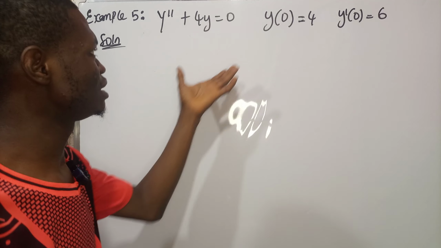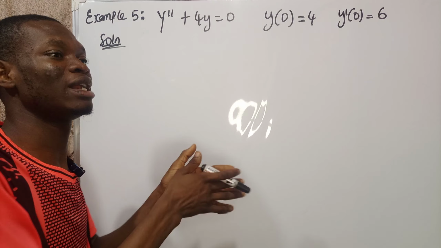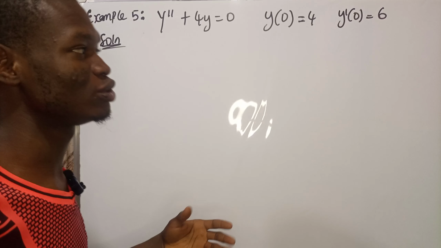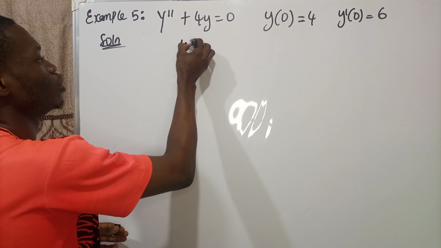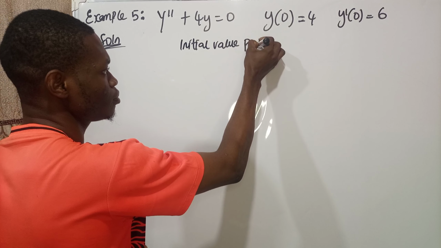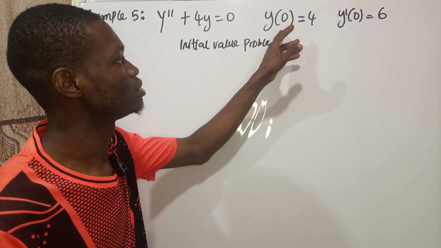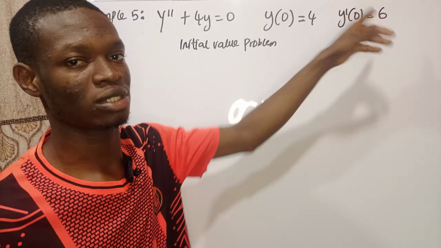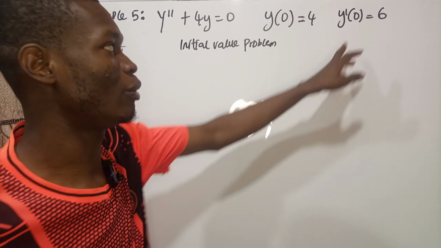If you notice well, this is not the usual question we have been solving, but I told you earlier that C1 and C2 have their functions, so that C1 and C2 are used for finding initial value problem and boundary value problem. So this type of question is an initial value problem. Why is it an initial value problem? Because y is at a point, and y prime is at a point. You understand? So y has a point which is 4 and y prime has a point which is 6.